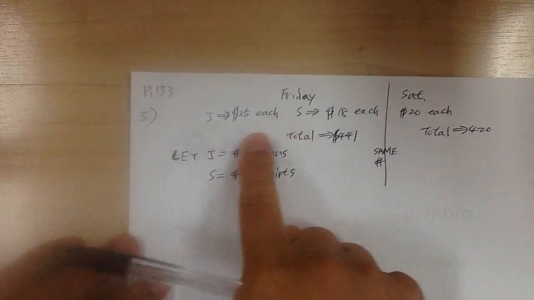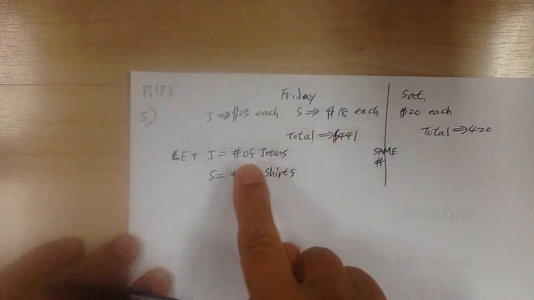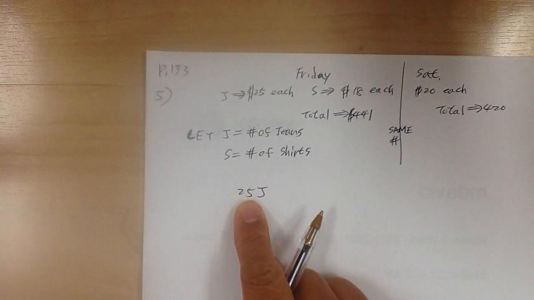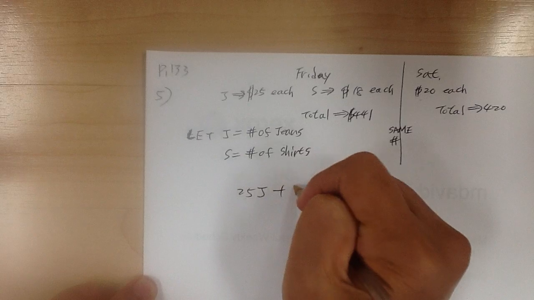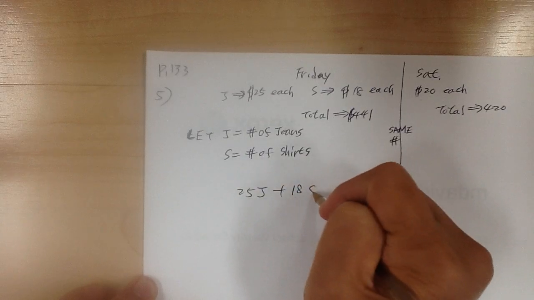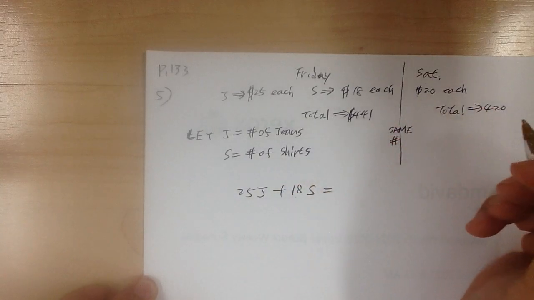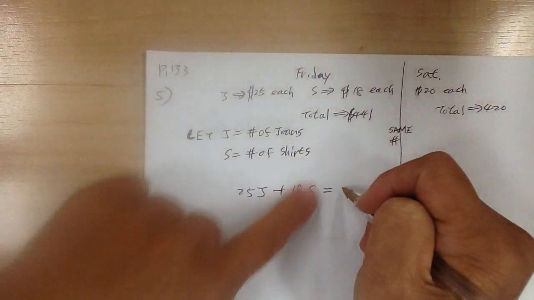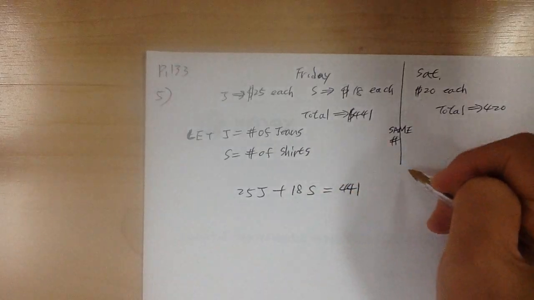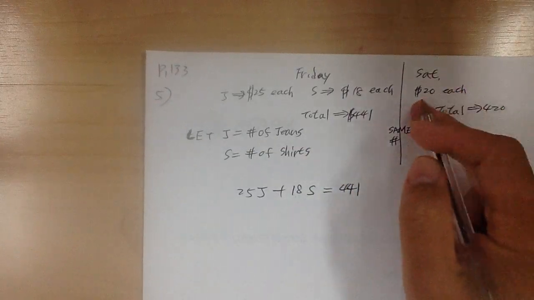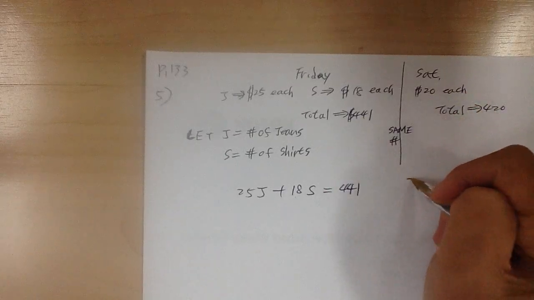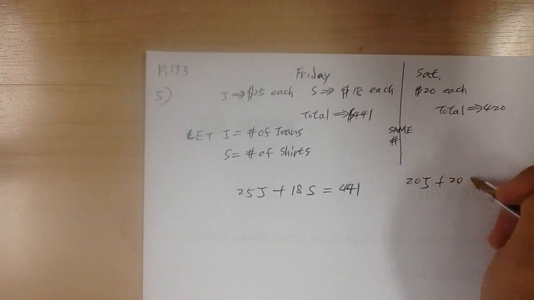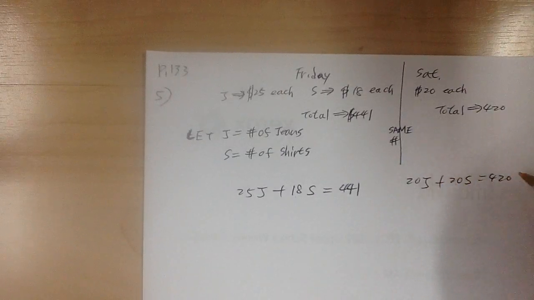Okay, so this one doesn't tell you how many total, right? So over here, it's just going to be 25J, because $25 for each jean times the number of jeans plus $18 per shirt times the number of shirts. This will equal $441. Now on Saturday, each one is sold at $20 each. So $20 for each jean times the number of jeans plus $20 for each shirt times the number of shirts. This will equal 420.